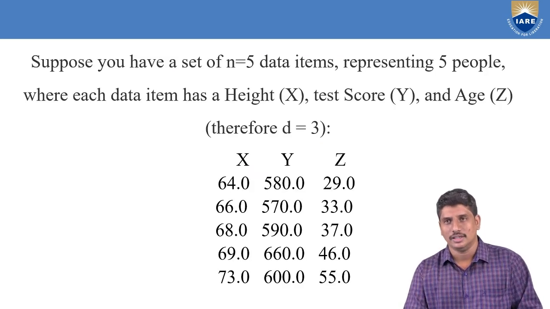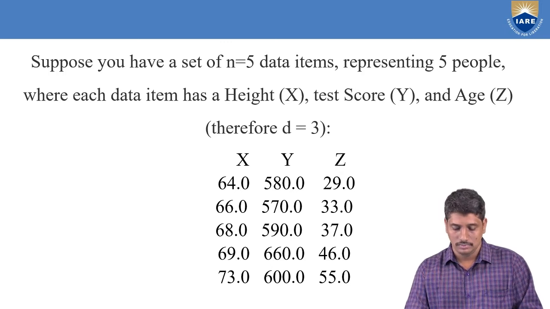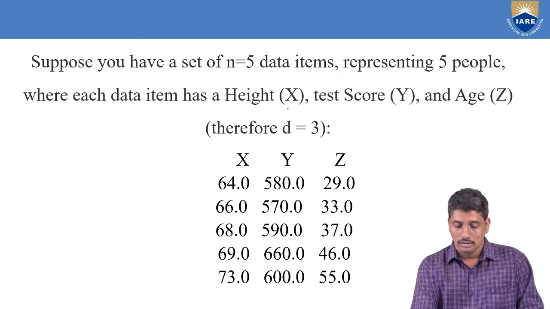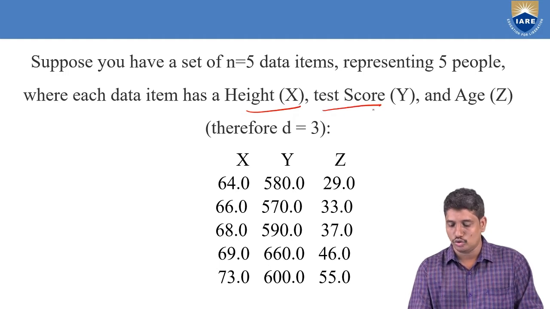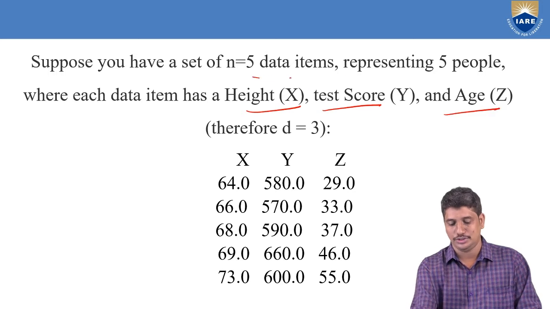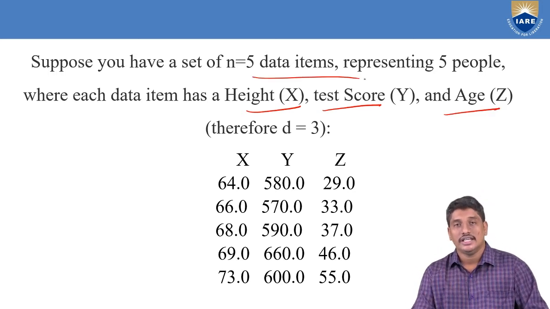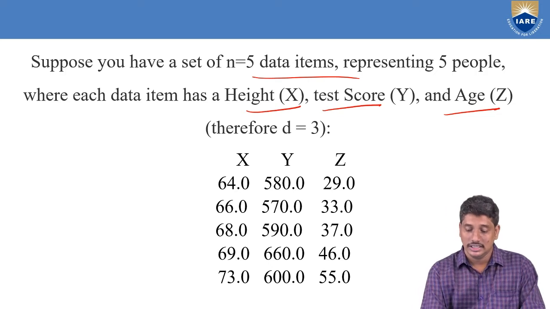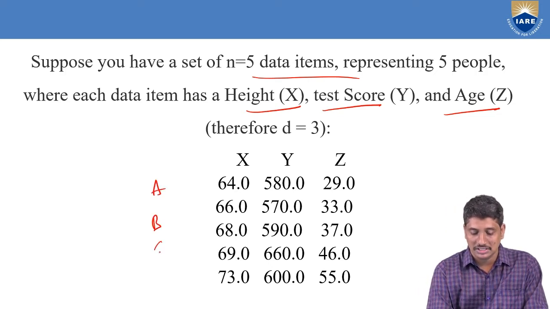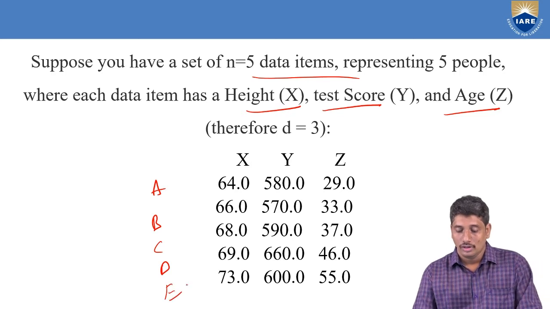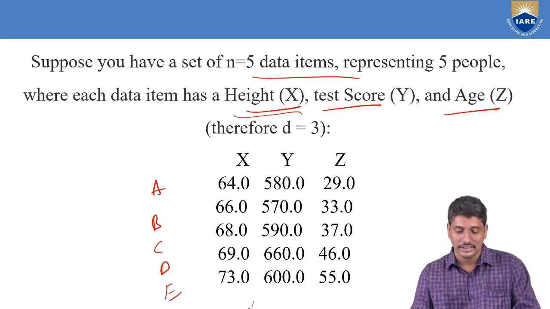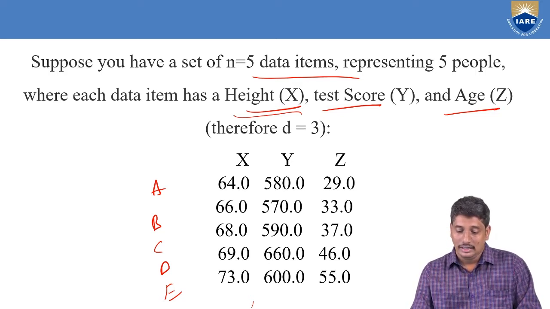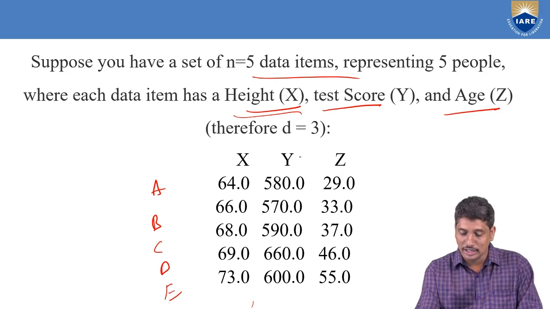Now, let us take a practical example with a three variable data set. The first variable, height, is denoted by x, the second variable y denotes test score, and the third variable represents the age of 5 students. We are considering the data about 5 students, say student A, B, C, D, E. The first vector capital X represents the heights of the 5 students in inches.